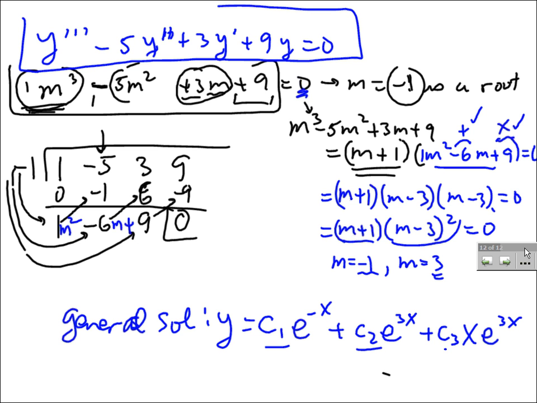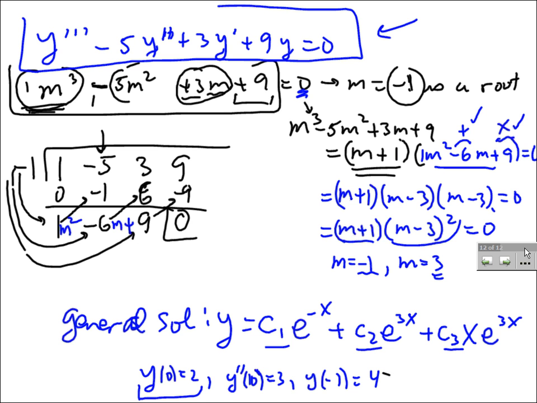Since there are 3 unknowns, they would have to give you 3 points on this equation so you can solve for C1, C2, and C3. They'd have to say something like y of 0 is 2. They can also give you y of 10 is 3, and y of -1 is 4. Or they could have said y of 0 is 2, y double prime of 10 is 3, and y triple prime of -1 is 4.